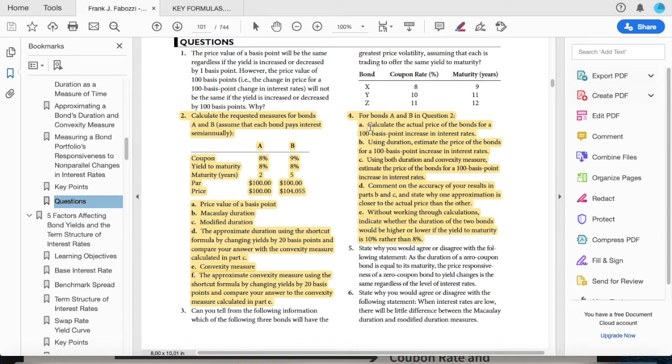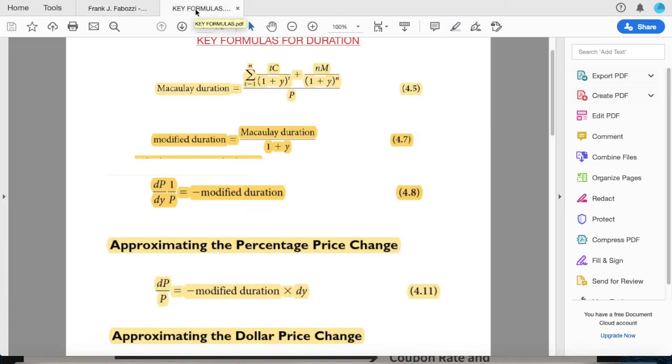Now we are trying to do the same thing but using the duration technique, right? So these are the required steps. First step, we have to compute the Macaulay duration, then the modified duration, then use the modified duration to have the approximate percentage price change, which is minus the modified duration times the variation of the yield to maturity, right? So these are the steps that we have to follow in order to answer question number 2.